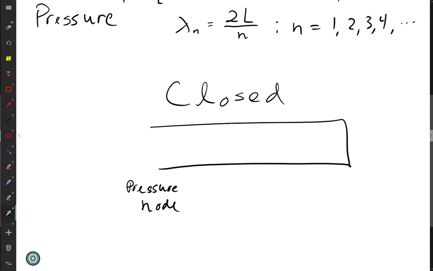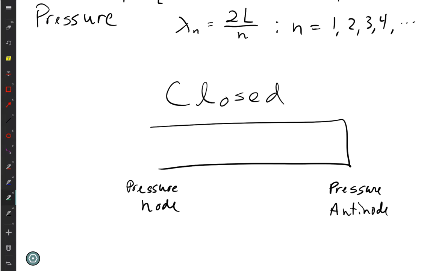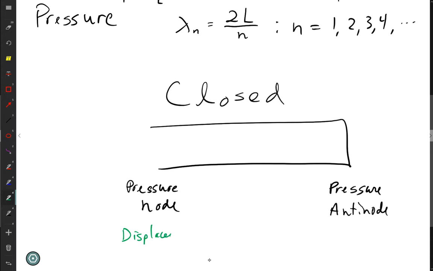At the other side, we have a solid barrier. I can push in that barrier as hard as I want. There's no restriction on the pressures there. And so just like displacement at an open end, the displacement could be anything, and it turned out it was an antinode. The pressure at a closed end is an antinode. Now, if instead of talking about pressure, I changed to talking about displacement, the opened end was a displacement antinode.